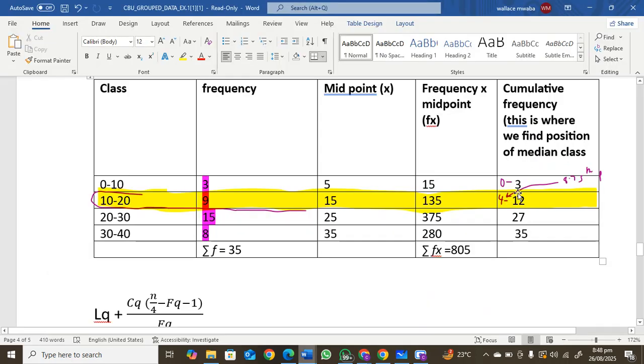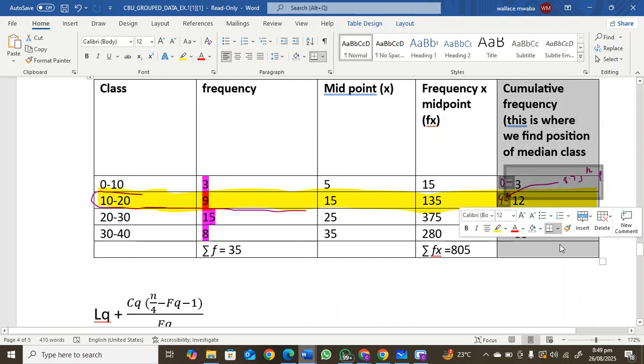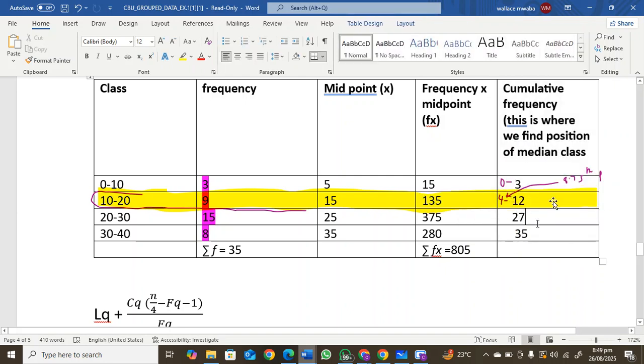the position is determined here in the cumulative frequency. Do not make the mistake of coming straight to the class and saying, oh, 0 to 10, 8.75. No, no, no, no. Come to the cumulative frequency column. That's where you determine the position. So here, since we saw the 8.75 position between 4 to 12, that's how we determined that our class, this 10 to 20, is our lower quartile class.